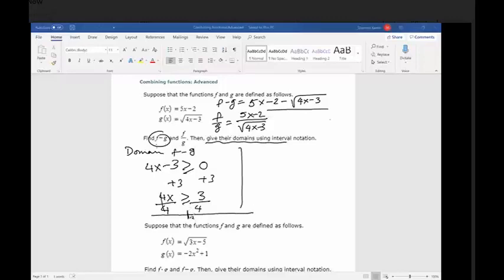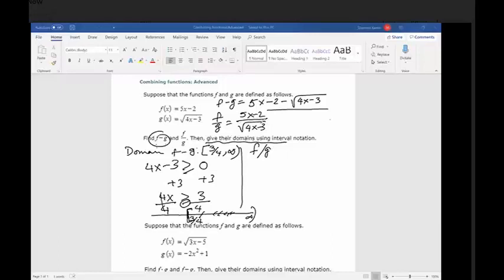So if this is 3/4, we can see that it has an equal sign, which means 3/4 is included, therefore it is a bracket. And it says bigger than, so we are talking about the right side, up to infinity. So if we write this domain in interval notation, the answer will be bracket 3/4 comma infinity.